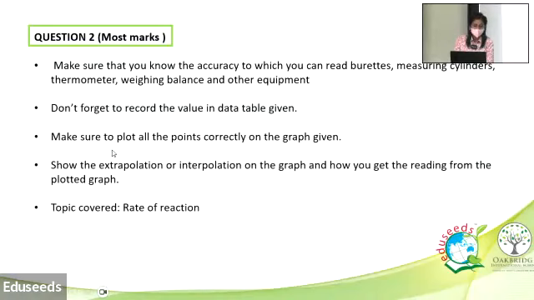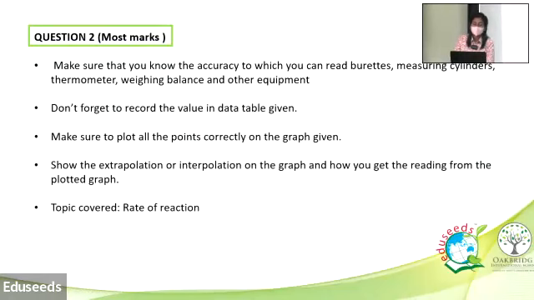Okay, next, make sure to plot all the points correctly on the graph given. What happens if any of your points is wrong? If one of your points is wrong, you still get marks.